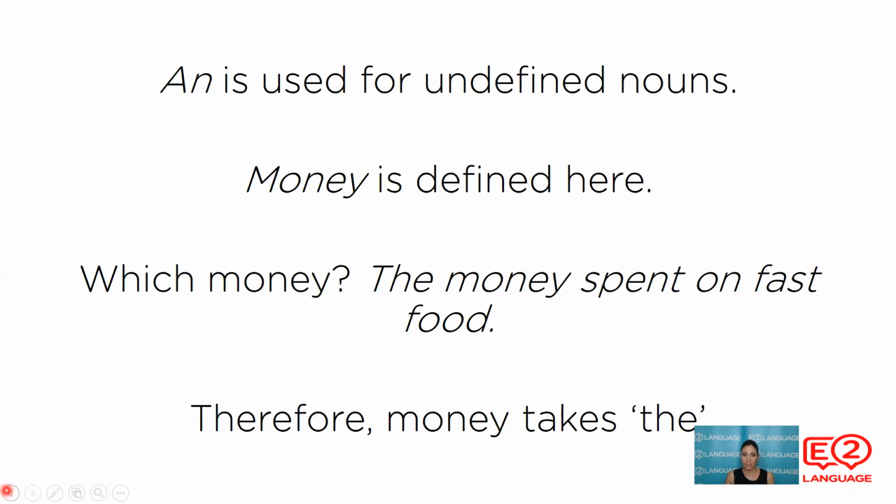Well, in this particular sentence, it's incorrect because "an" is used for undefined or unspecific nouns. Money in this sentence is defined. Which money? The money spent on fast food. Therefore, money takes the. We only use "a" or "an" for nouns that are undefined.